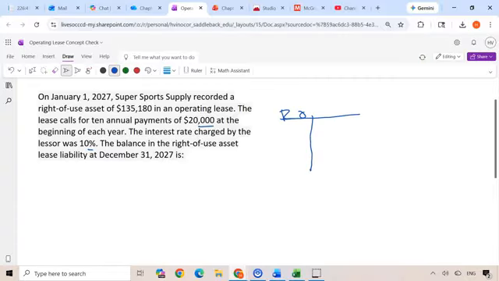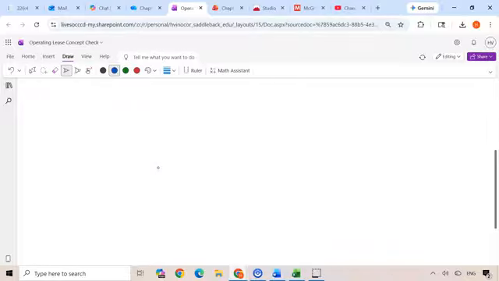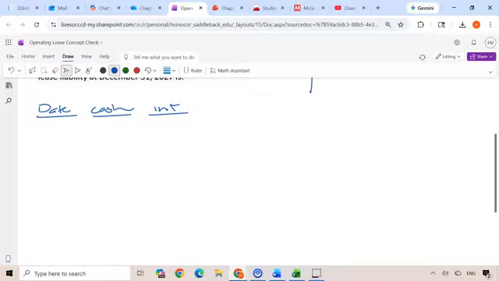Here's my right-of-use asset right there, and no, actually, I'm going to do over here. I'm going to do everything over here. So let's just start with the amortization table. I'm going to have my date, my cash payment, my interest component, my interest expense.